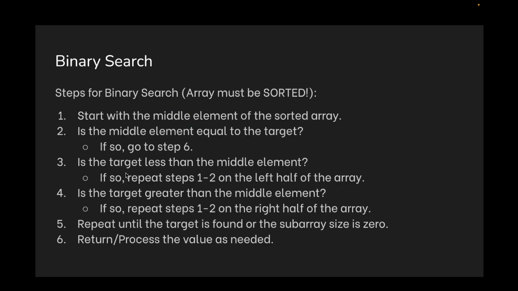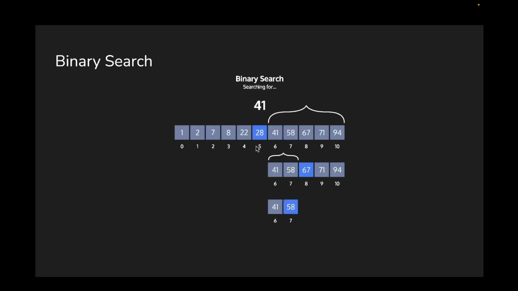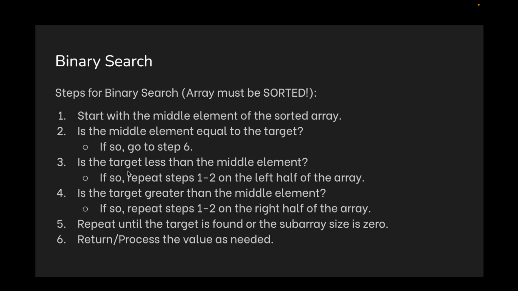The third step is: is the target less than the middle element? If the target is less than the middle element, then that means it's less than the value at the middle element, right? So we go to the left half of the array. It's like a number line basically, right? Because on a number line, the smaller values are on the left and the larger values are on the right. So we go to the left half of the array if the target is smaller than the middle element, and then we repeat steps 1 to 2 on the left half of the array.